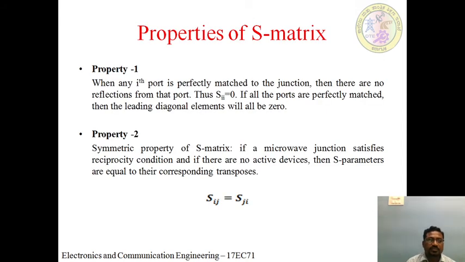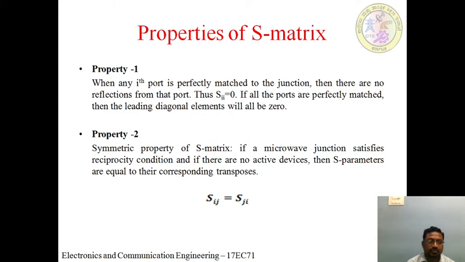Then coming to the last topic, that is properties of S matrix. So here it is property 1. When any ith port is perfectly matched to the junction, then there are no reflections from the port. Thus Sii equal to 0. If all the ports are perfectly matched, then the leading diagonal elements will all be 0. This is property 1.